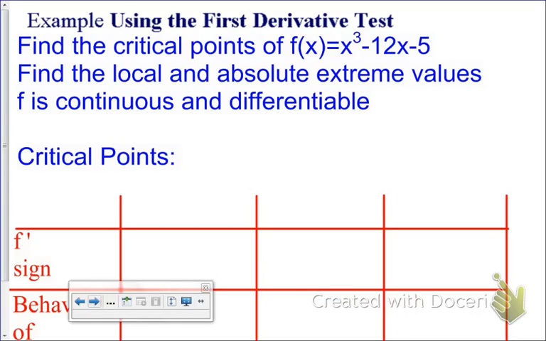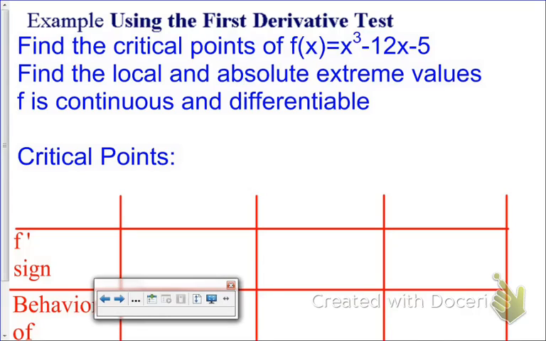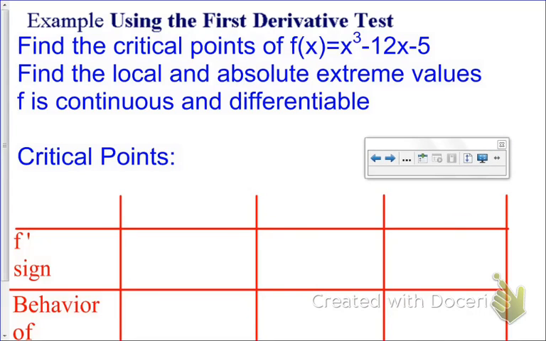So I want to start with just the first derivative and show you how to set up and use a sign chart today. Find the critical points for x cubed minus 12x minus 5. Find the local and absolute extreme values. F is given that it's continuous and differentiable. We'll start with the critical points. To find the critical points, we find the first derivative, and where the first derivative is equal to 0.